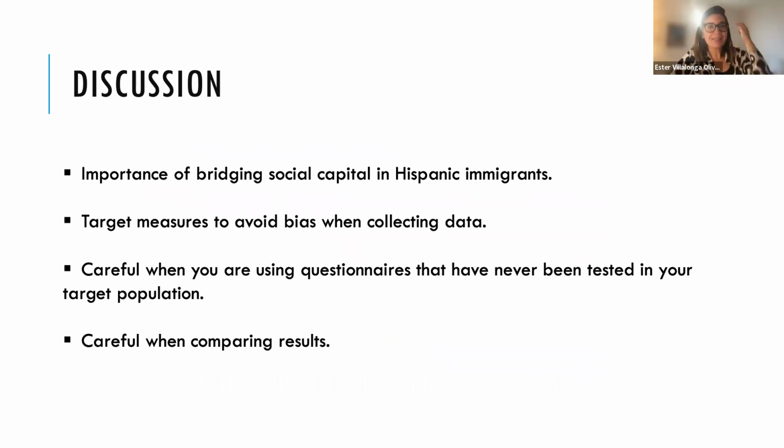Discussion. Bridging social capital is super important for Hispanic immigrants, and I really wanted to have a measure to evaluate that, which I'm implementing now to build some evidence about potential interventions to build social capital for the Hispanic community. But one important thing, and it's a key message here, is that when you are targeting your measures, it's very important to keep in mind all the different things I talked about to avoid bias when collecting data. It's a very difficult task, but we have to do our best.